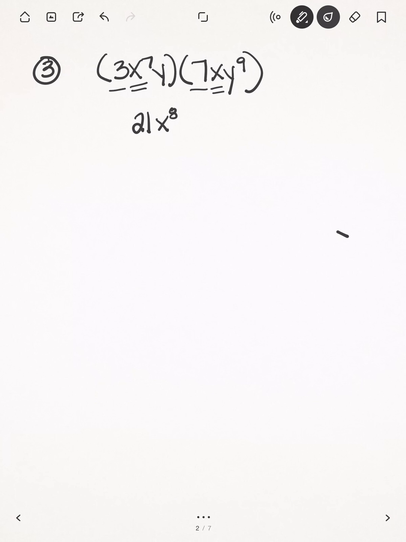Then I look at my y's. I have 1 y here and I have 9 y's here. So when I multiply like bases, I add my exponents. Even though I don't see an exponent here, there's really a 1 there because I have 1 y. And I have, how many y's do I have? I have y to the 10th. I have 10 y's. And that is my answer.